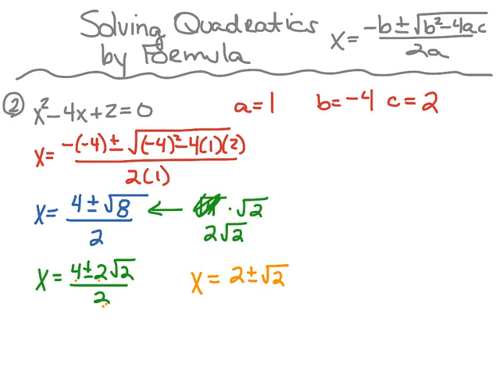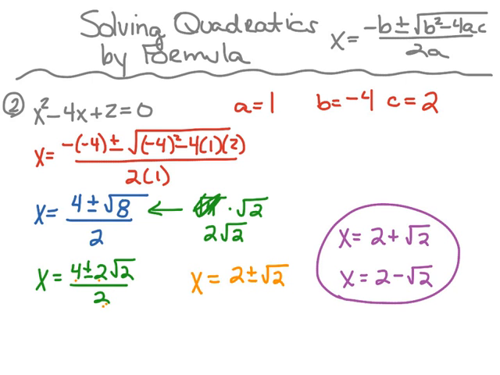Now I'm just going to go ahead and separate these two so that you can see the two solutions. One of the solutions is x equals 2 plus the square root of 2, and the other is x equals 2 minus the square root of 2. So these are our two solutions to this quadratic.